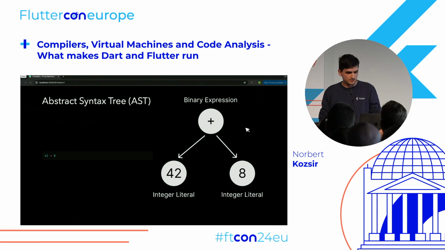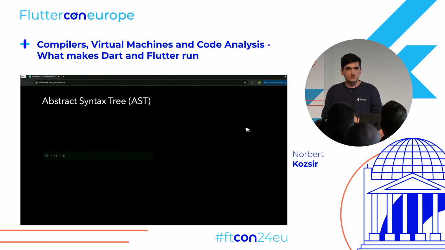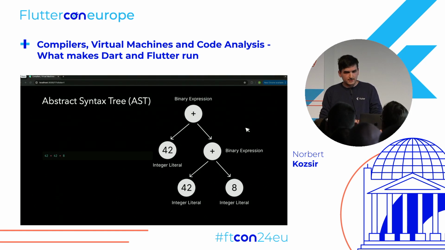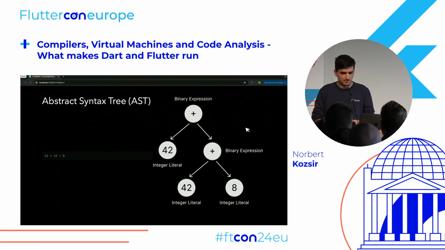I want to illustrate that at this point, we add another 42 to our statement, and then the tree might look something like this, and you can just do the same algorithm to resolve this tree and evaluate what's going on.